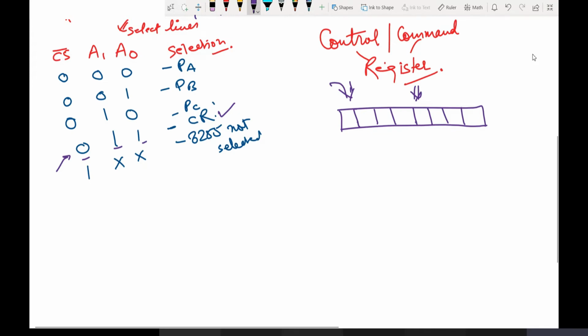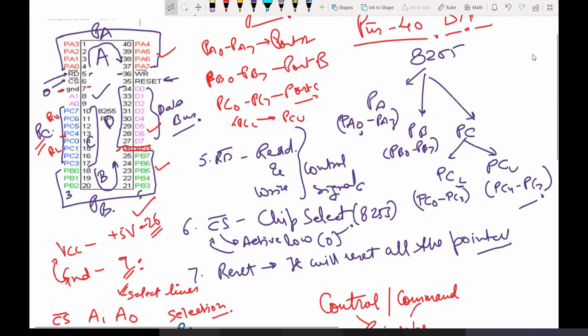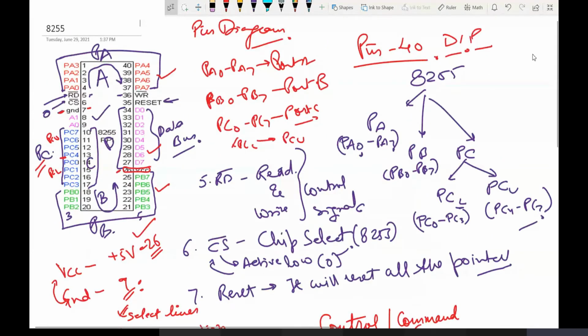Is that clear? Control register? Yes, sir. Okay, and is there anything left in the pin diagram? I hope not. No, it's clear. Are we able to draw? Now can you draw the pin diagram?